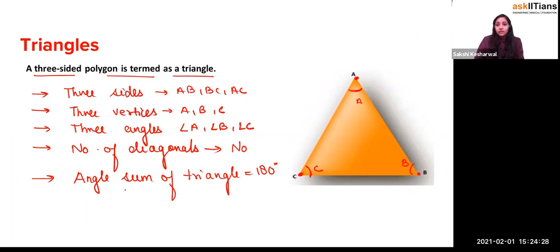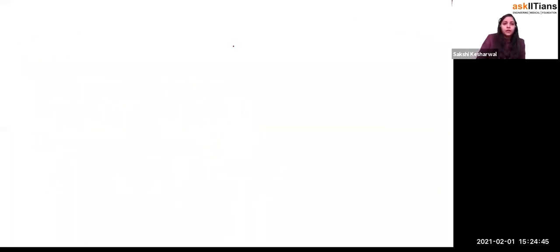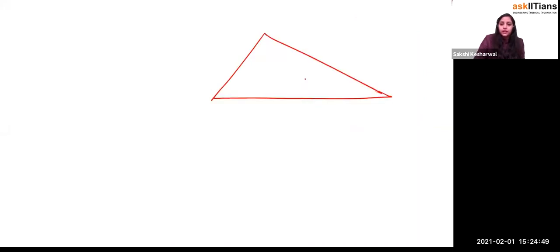Okay. So the angle sum of a triangle is what, beta? 180 degree. Means what? If you add angle A plus the entire angle B plus the entire angle C, which is equal to what? 180 degree. I'll give you one simple example for this, right? Let us suppose I have a triangle, and I said that this is triangle PQR.